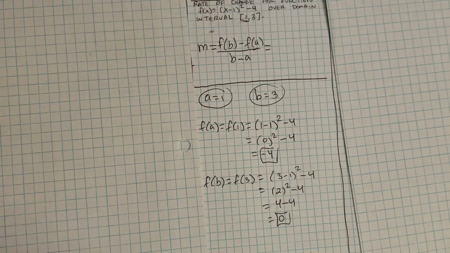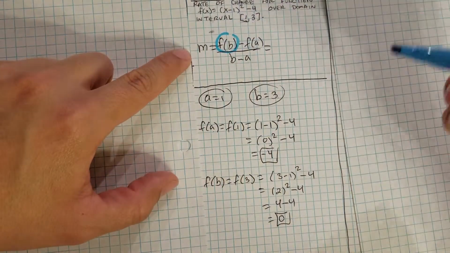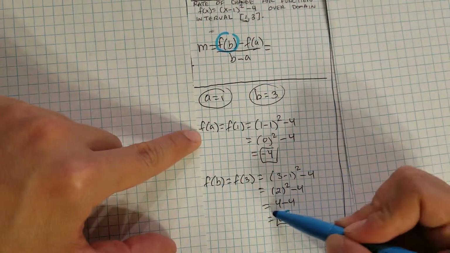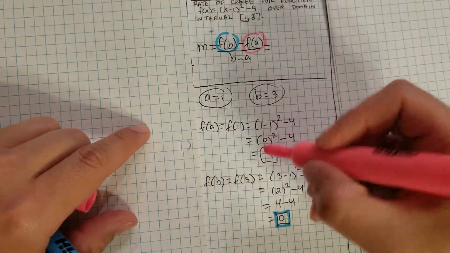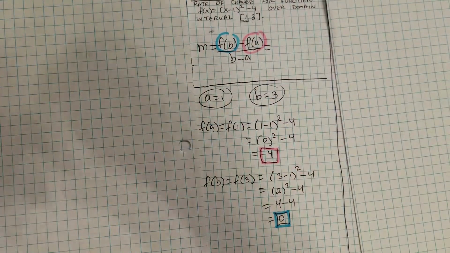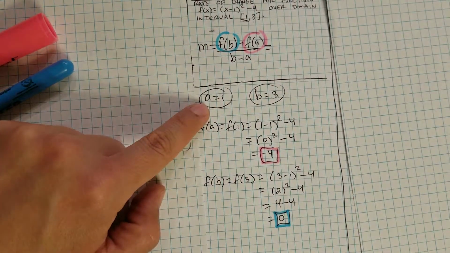So we have everything we need to plug into the formula. If you remember, f of b, we figured that out just now, was equal to 0. If you remember also, f of a, we just figured that out too, was equal to negative 4. And then for b minus a, we know a is 1 and b is 3. So all we have to do now is plug it in.